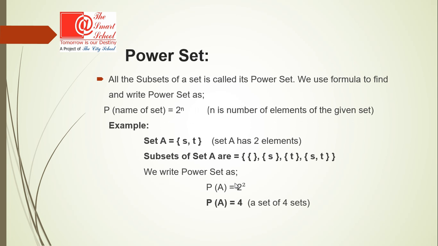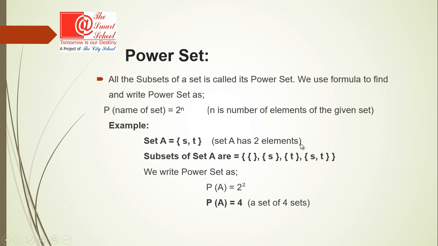Now power set. All the subsets of a set is called its power set. We use a formula to find and write power set as P, then in the bracket name of set, is equal to 2 to the power n, where n is number of elements of the given set or number of elements of the superset. For example, set A has elements S and T in it.